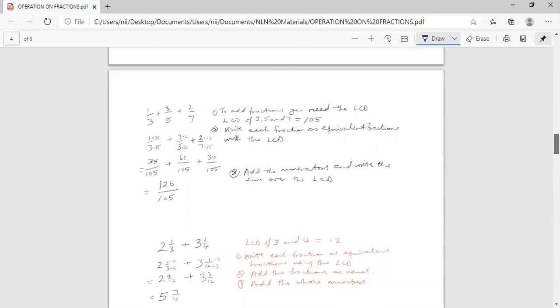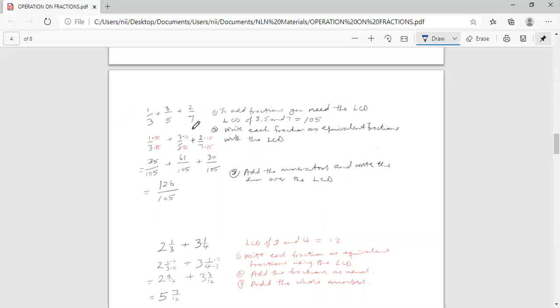Okay. So let's stretch this a little bit and look at 3 fractions being added together. The approach is the same. So 1 over 3 plus 3 over 5 plus 2 over 7. Now to add these fractions, we need the LCD. So between 3, 5, and 7, the LCD is 105. Again, try this using the factor tree to see if you can get 105.